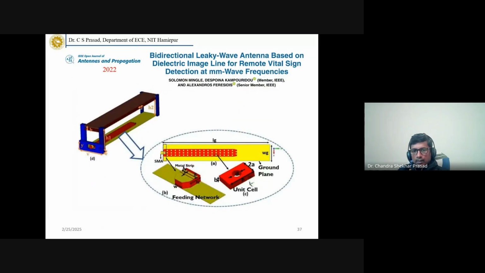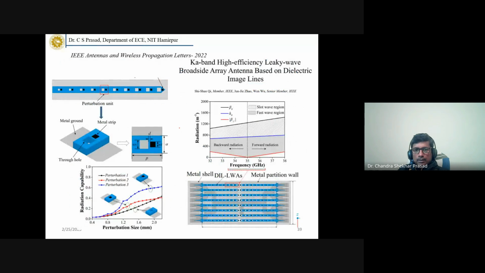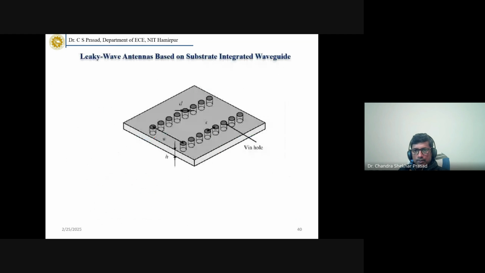Some other design, apart from my own published paper, is this one. This is from another group, but they have used the same concept, made an array, and used it for a different purpose, a medical application. So this is some result. Again, the same concept is used. Instead of only disturbing this, they have a hole plus a metal strip, and then optimize this.